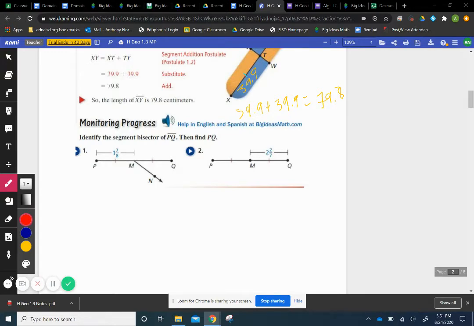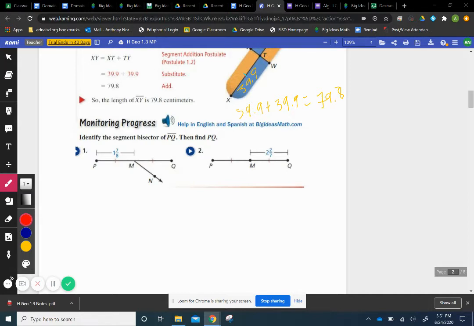Yep, cool. All right, so identifying the segment bisector of segment PQ, then find the distance of PQ. So I'm going to do the explanation in 5, 4, 3, 2. Okay, PQ, P to Q, or Q to P. So we have our segment. So what's the bisector? Remember, bisector means to cut into two pieces, and the pieces are going to be equal. Oh, good thing we have our little tick marks here and there to show us they're equal.